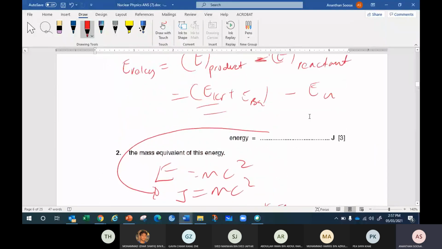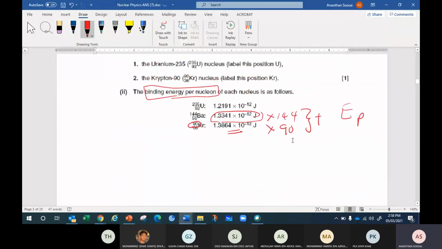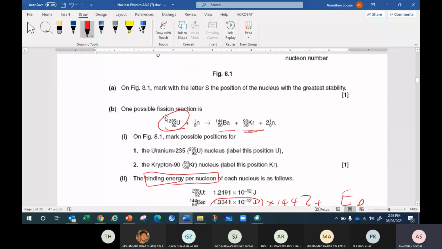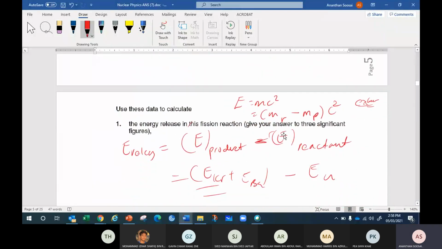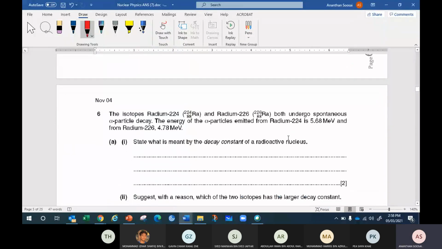But be careful. If you want to find the energy released by using mc squared, do you include the neutron mass or exclude the neutron mass? Include the neutron mass. All mass is counted. That means the total mass of the reactant, which is uranium plus the neutron, minus the total mass of the product, barium, krypton, and the mass of 2 times the neutron mass also included. Remember, find the mass defect. Okay, so that's the question.